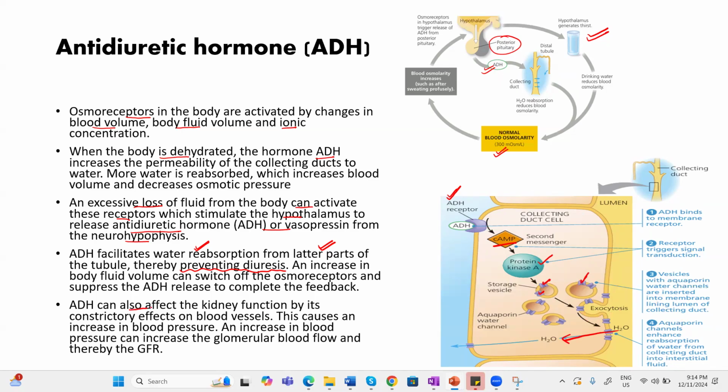So ADH affects the kidney by its constrictory effect also. It brings about constriction, and by increasing water reabsorption, it is increasing the blood volume. Then blood volume is increasing, blood pressure is increasing, GFR is also increasing. This is the way how ADH works. Now see next.